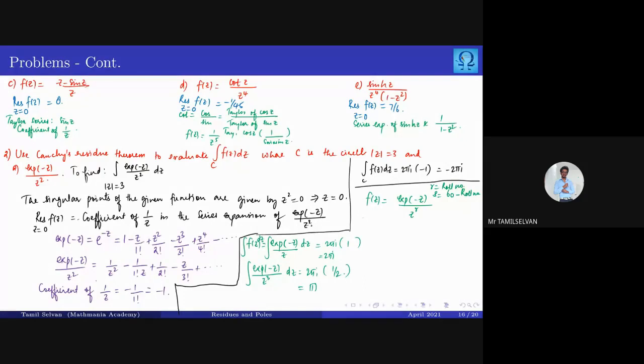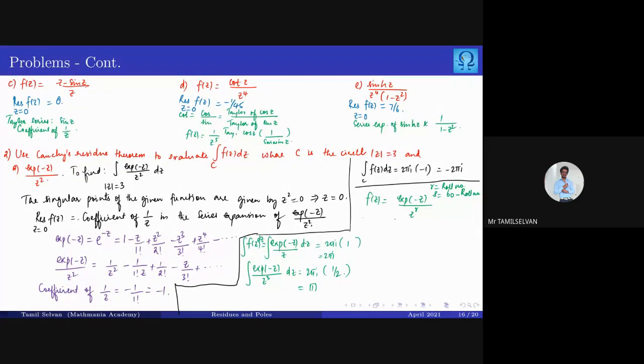So if you just replace here z cube, here you will have z squared, here you will have z, here you will have 1, and it goes this way, right? So the coefficient of 1 upon z is simply 1 upon 2 factorial. And 1 upon 2 factorial is nothing but 1 upon 2, that gives you pi i. Is that clear to everyone? Yes, sir. So this is how Akash got the integral value to be pi i.